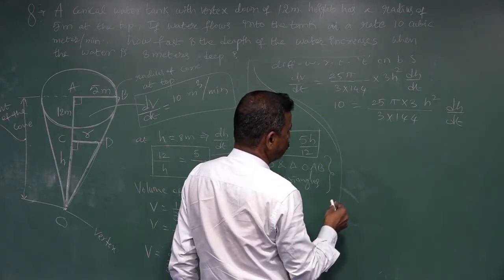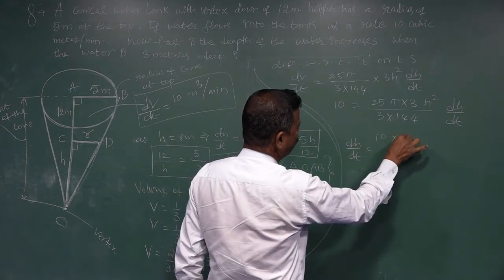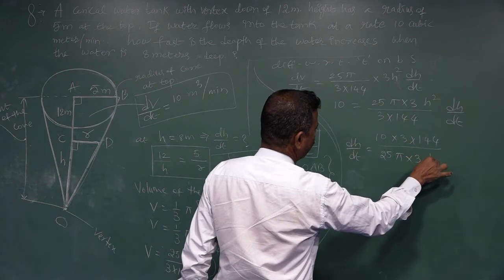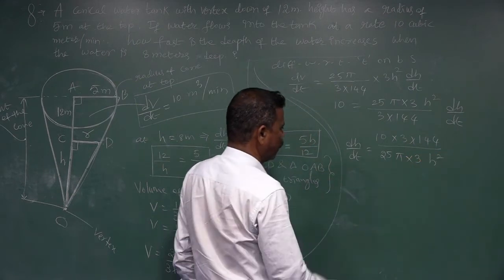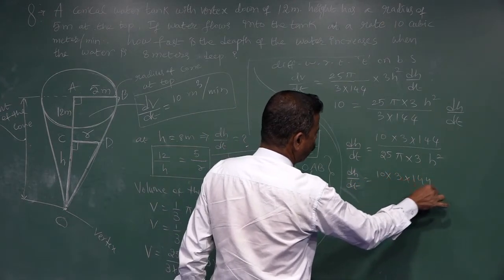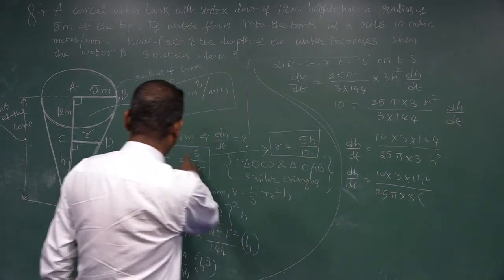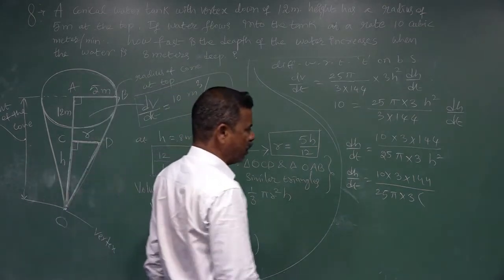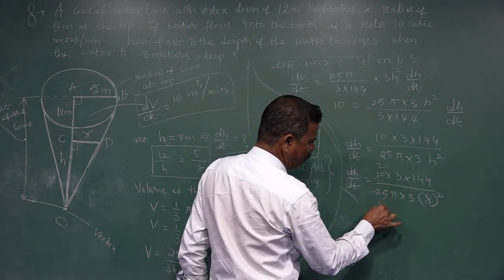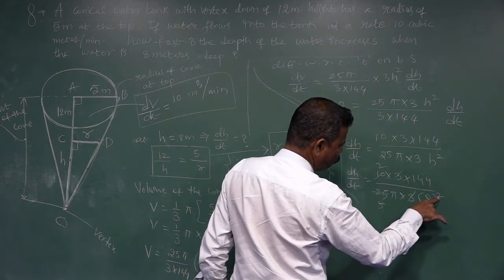Next, dh by dt is equal to 10 into 3 into 144 by 25 pi into 3 h square. Now in dh by dt equals 10 into 3 into 144 by 25 pi 3 h square, how much is h? h is equal to 8 meters. 8 square is 64. Now 5 twos are 10, 5 fives are 25, and 3 and 3 cancel.